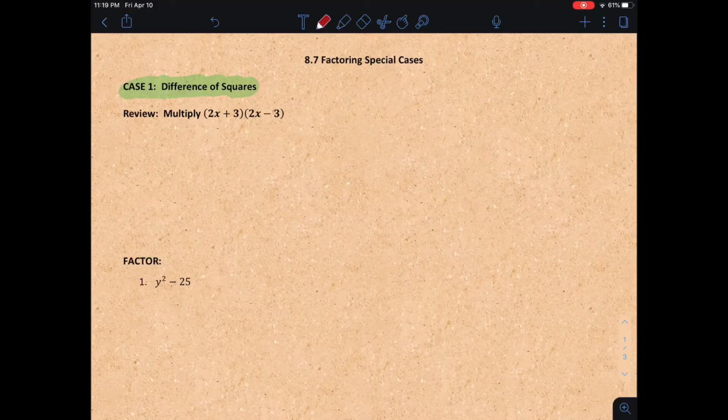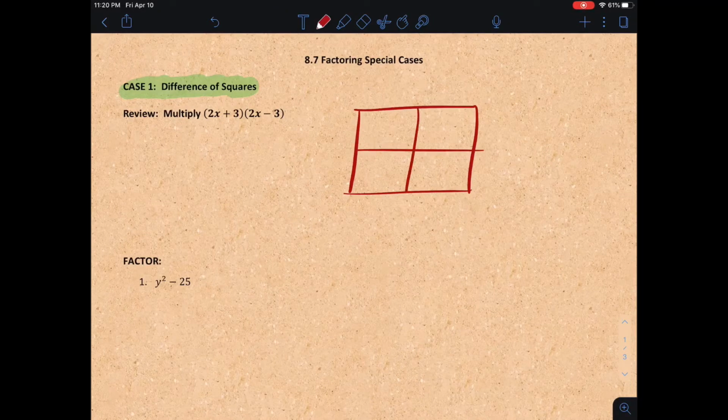So as a warm-up here, we're going to be multiplying 2x plus 3 and 2x minus 3. I'm going to show you two ways of doing this. The first way was when we created a Punnett square, where I would put 2x plus 3 on top, 2x minus 3 on the side, and then from here we would carefully just multiply it out. 2x and 2x would be 4x squared. Here I would get 6x, here I would get negative 6x, and here I would get negative 9.